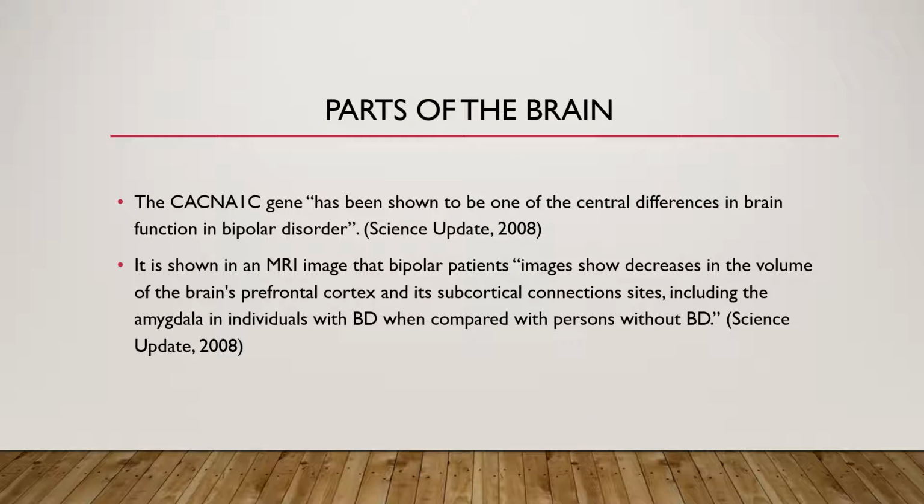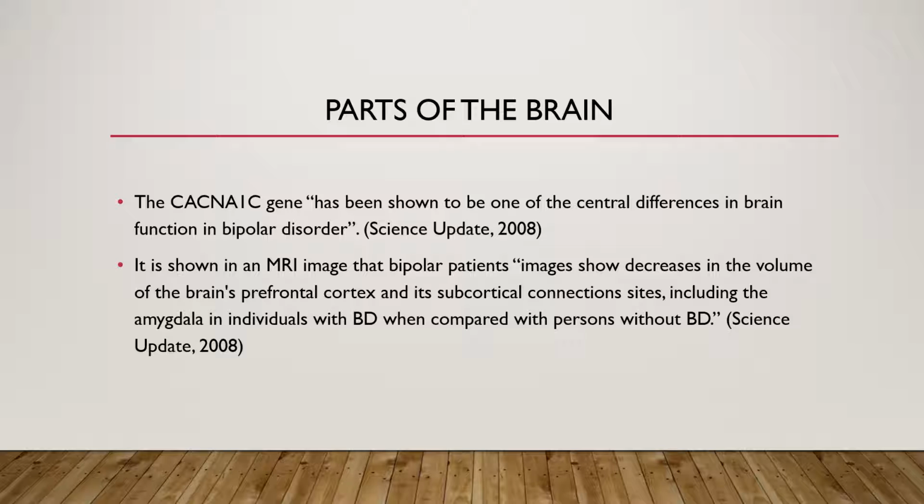Along with what we have already found, the CACNA1C gene has been shown to be one of the central differences in brain function in bipolar disorder. I found a study that compares bipolar patients to normal people's brains. What it found was that images show a decrease in the volume of the brain's prefrontal cortex and its subcortical connection sites, and that includes the amygdala, in individuals with bipolar disorder when compared with persons without bipolar disorder. I found this in Science Update.